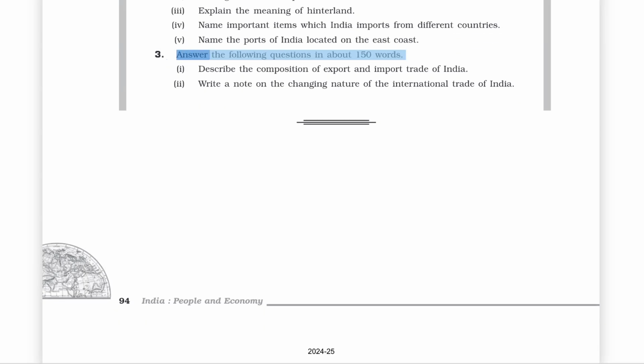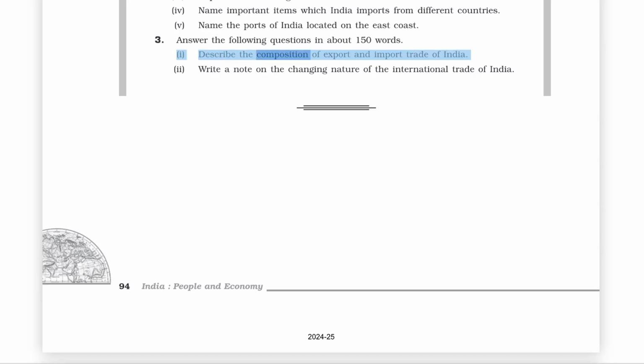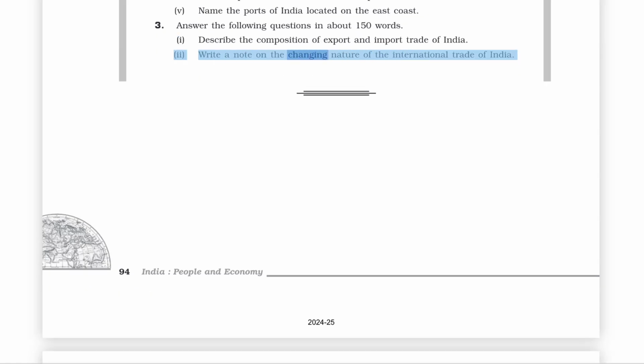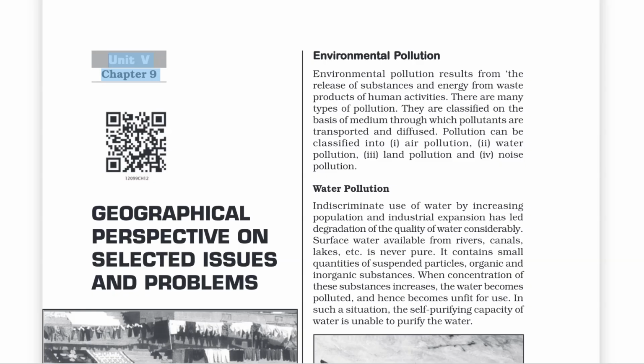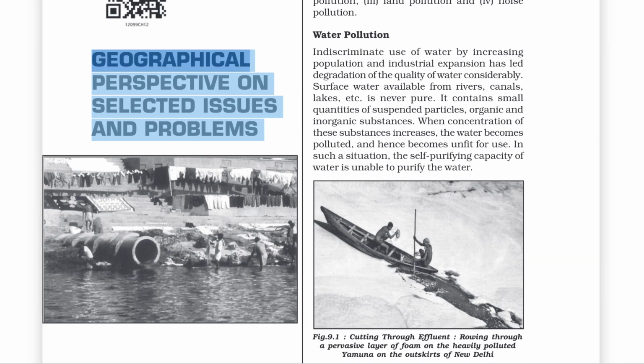3. Answer the following questions in about 150 words. I. Describe the composition of export and import trade of India. 2. Write a note on the changing nature of the international trade of India. Unit V, Chapter 9. Geographical perspective on selected issues and problems.